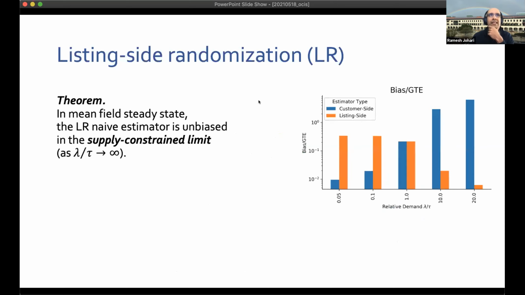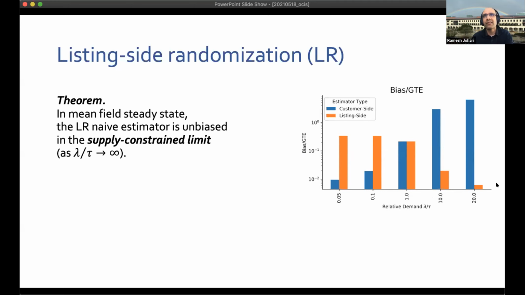So for listing side randomization, what we find is the opposite result. And this we found to be a bit more surprising, which is that as the market becomes more supply constrained, the naive LR estimator, the naive listing side randomization estimator, actually becomes unbiased in that limit. I want to point out a few things. One thing is that this graph here, this is a numerical plot, is plotting bias over GTE, which is the relative bias. In fact, the relative bias may not go to 0 for LR in this limit. The absolute bias goes to 0, but the relative bias may not.